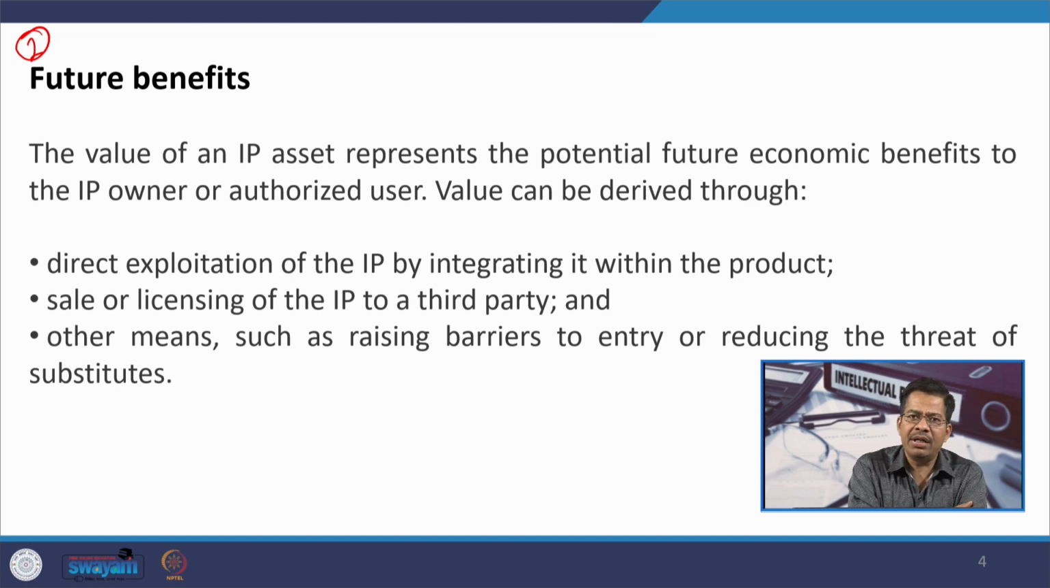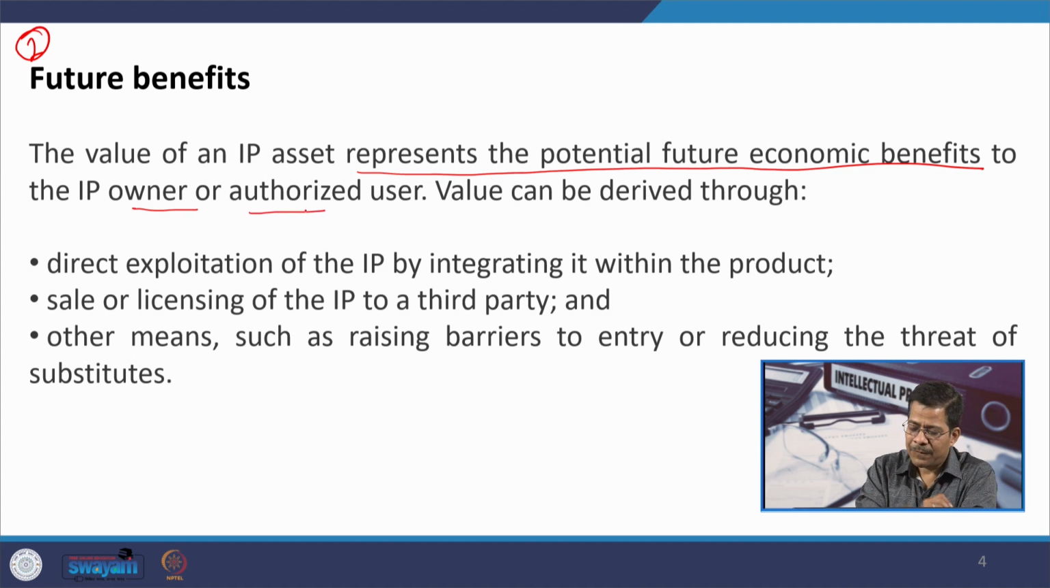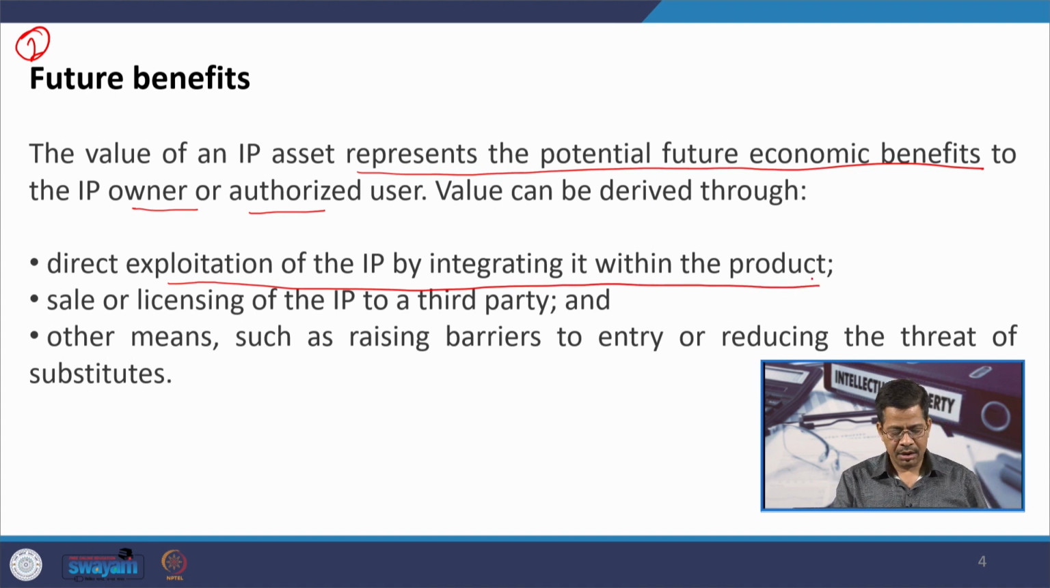The second important reason for IP valuation is future benefits. Because of that also, value comes to IP. That is the potential future economic benefit to the IP owner and those who are authorized to use it. Now, how can value be derived through future benefits? One is direct exploitation of the IP by integrating it within the product. You are already using a motorcycle, you are making a motorcycle.